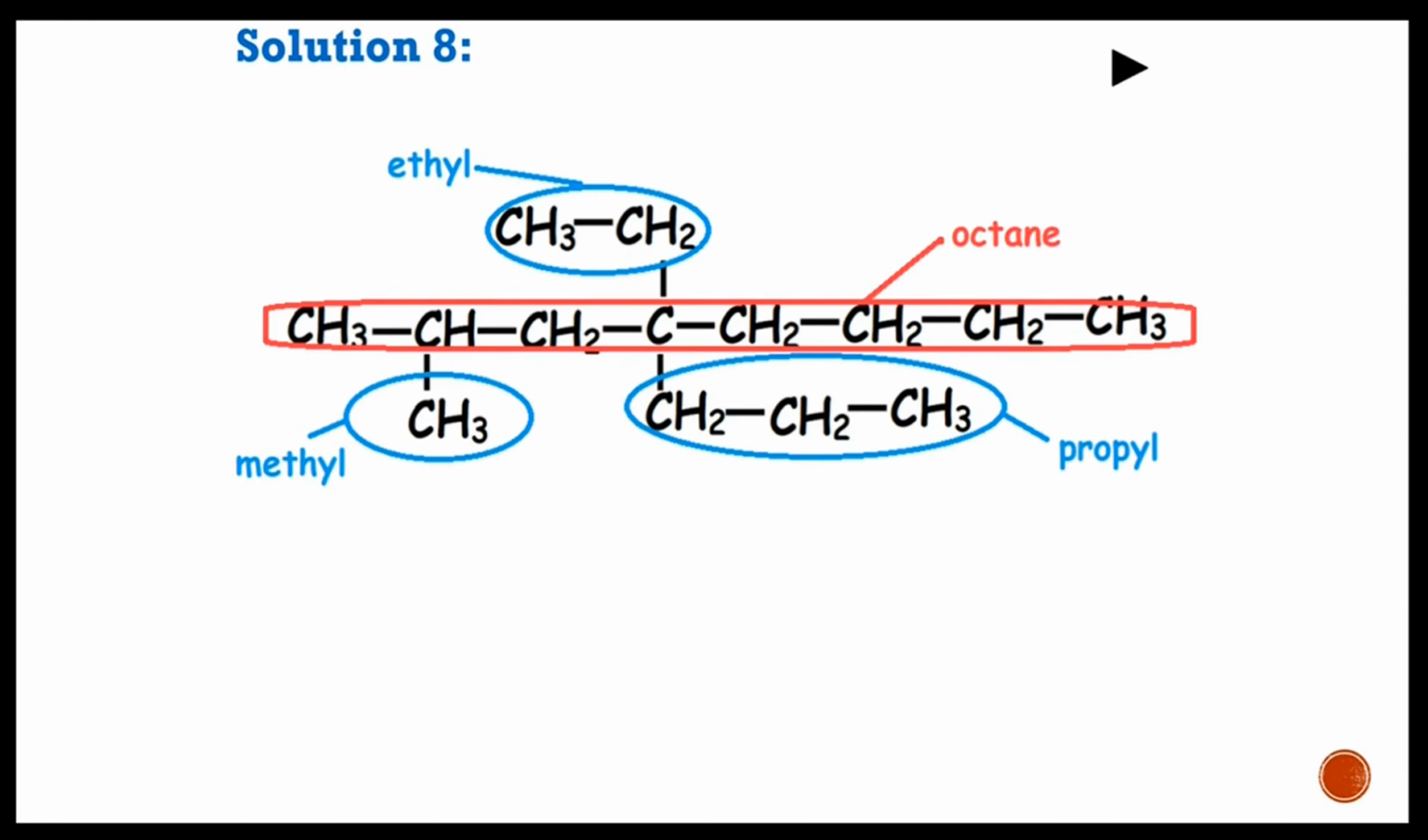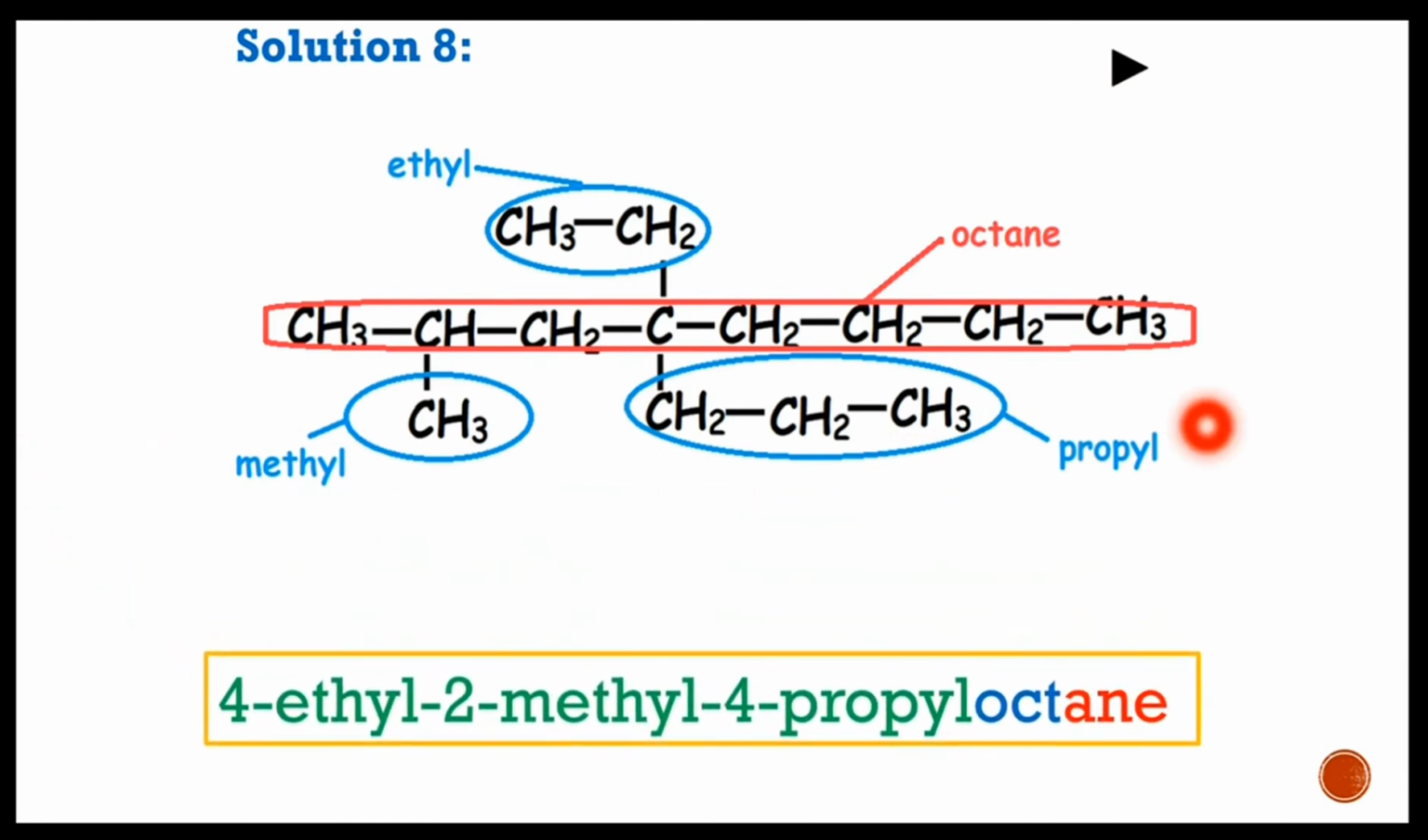Okay, so in naming, you bring your parent name first. Your parent chain is octane, so you bring it first. E comes before M, M comes before P. So you have ethyl, methyl, propyl. Then you move on to their locations. So where are you going to count from? Let's count from here, 1, 2, 3, 4, 5, 6, 7, 8.